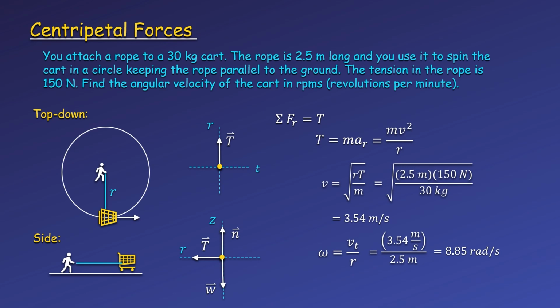Anytime we use units of meters and seconds to solve for an angular quantity, know that the result will come out in terms of radians. So we will still need to convert to revolutions per minute, and when we do this, we get 84.5 RPMs.